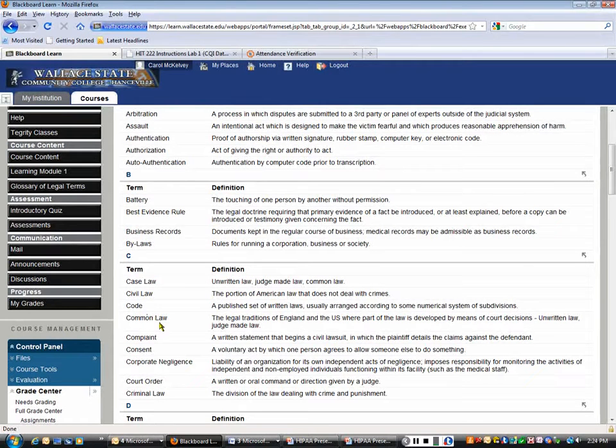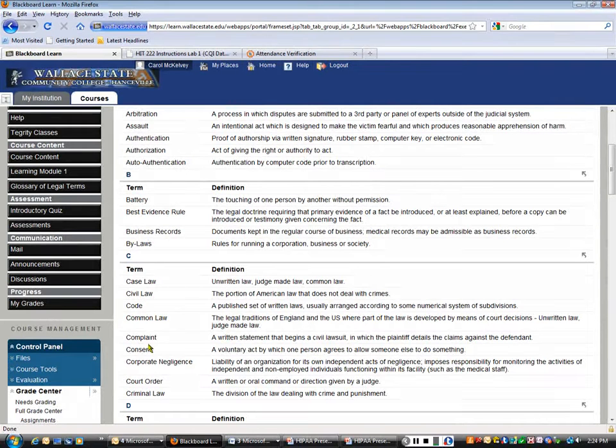Common law, we just mentioned that when we say case law. The legal traditions of England and the U.S. where part of the law is developed by means of court decisions, also known as unwritten law or judge-made law, and so decisions are made on previous decisions.